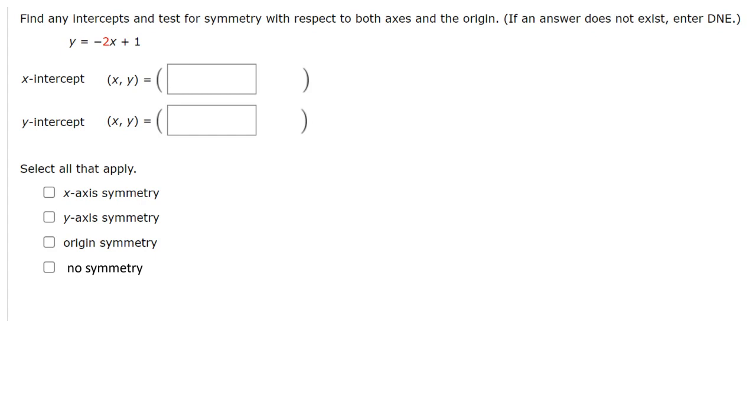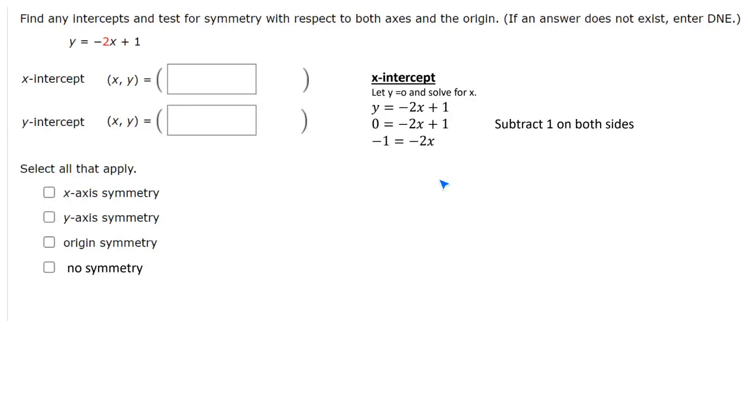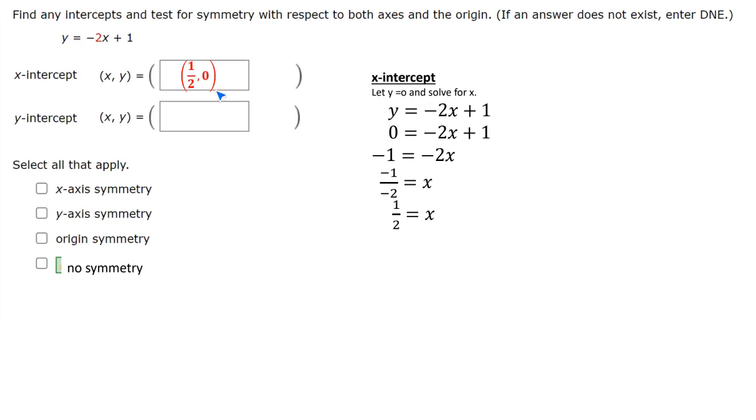So to find the x-intercept, one of the things that we want to do is we can let y equal 0 and then solve for x. And so if we let y equal 0, then we're going to end up with 0 equals negative 2x plus 1. We're going to subtract 1 on both sides, and then we can divide by negative 2. And once we simplify, then we end up with x equals a half. So our x-intercept is going to be a half and 0.